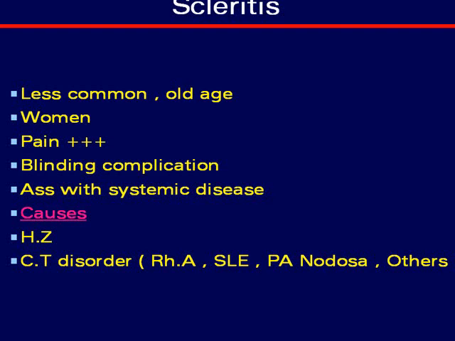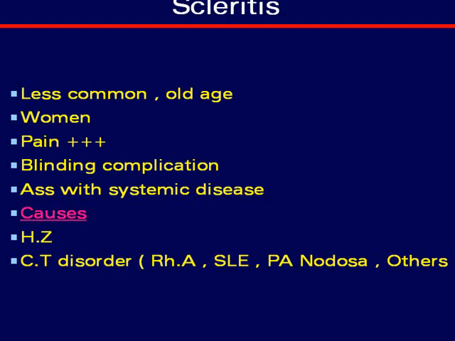Now scleritis is more serious, but it is less common as compared to episcleritis, and usually common in women and in old people, and the main presentation is severe pain. The pain in scleritis is more severe than the pain in episcleritis, and it can be associated with herpes zoster or connective tissue disease. Now, connective tissue disease is associated with scleritis and is not associated with episcleritis.